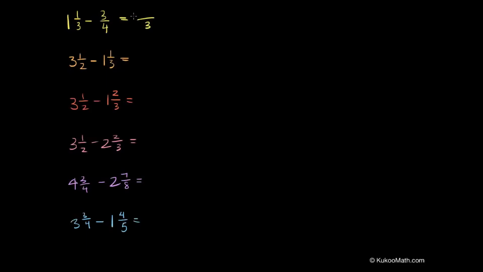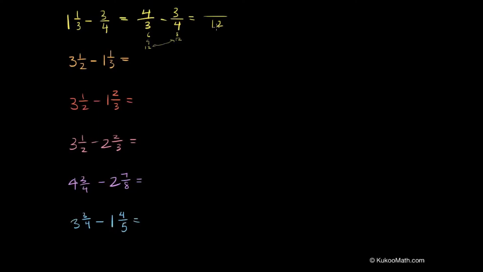With a base of 3, 1 1/3 becomes 4/3. And so now we have this problem. Still, this problem we can't do because of the different denominators. So let's write out the multiples so we can find the least common multiple of 3 and 4. 3, 6, 9, 12. 4, 8, 12. So we're going to be using 12.